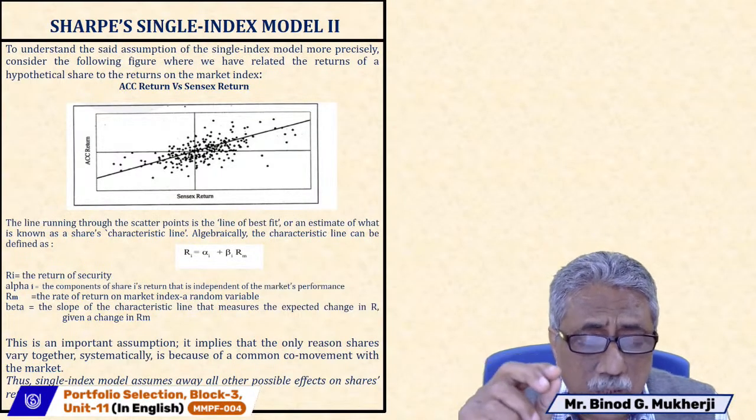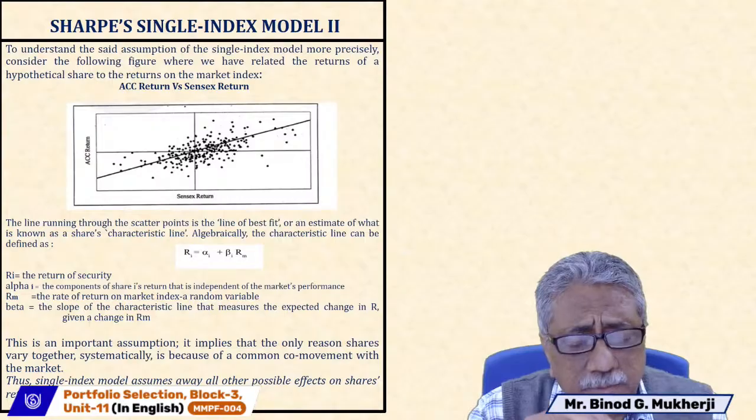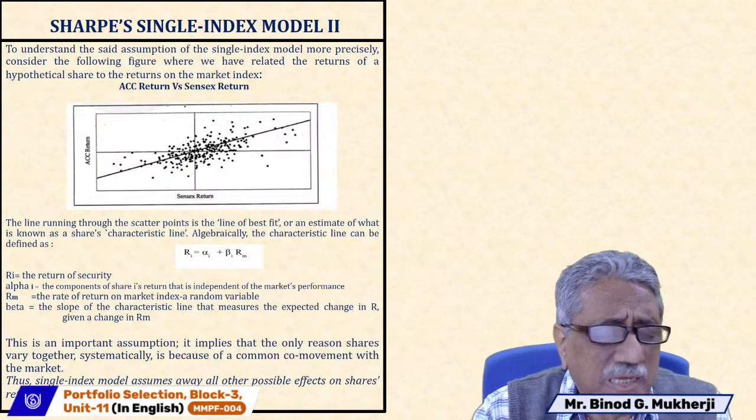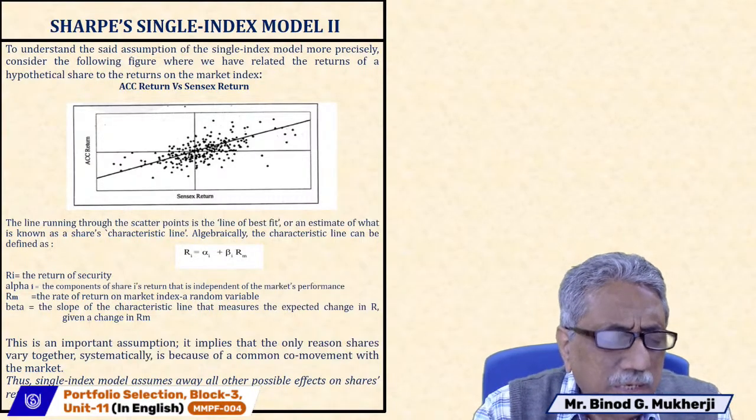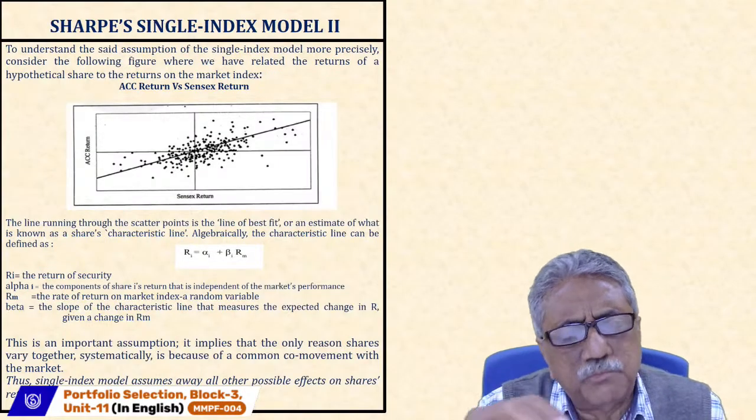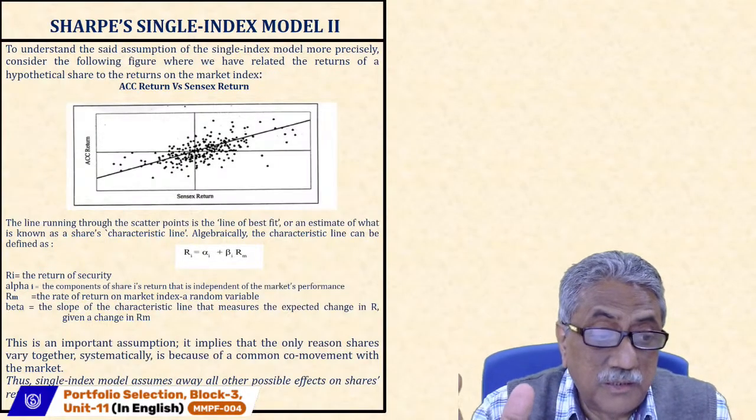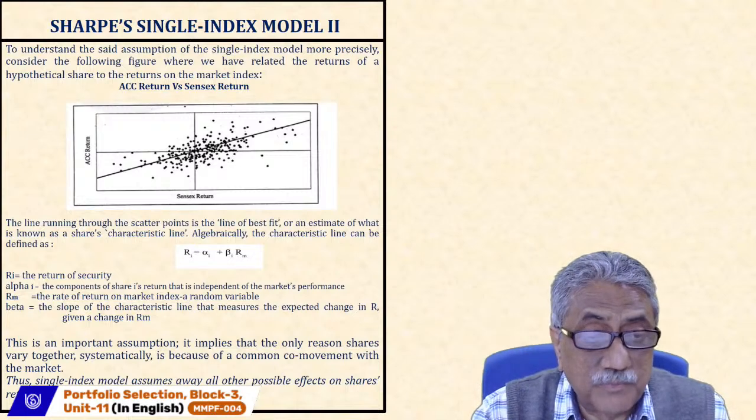So beta can be less than 1, beta can be more than 1, and beta occasionally can be negative also. Negative means it does not move the way the market moves, it moves in the reverse direction. This is the characteristic of the stocks.